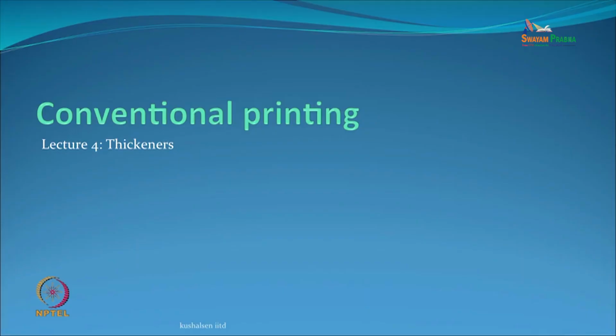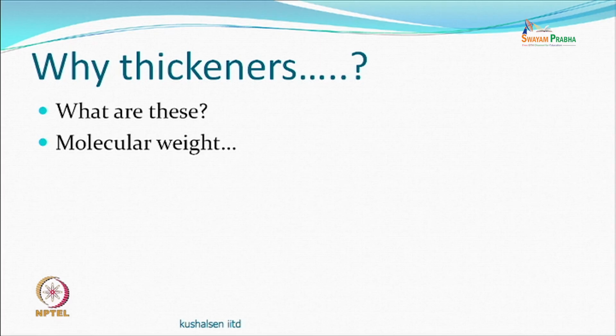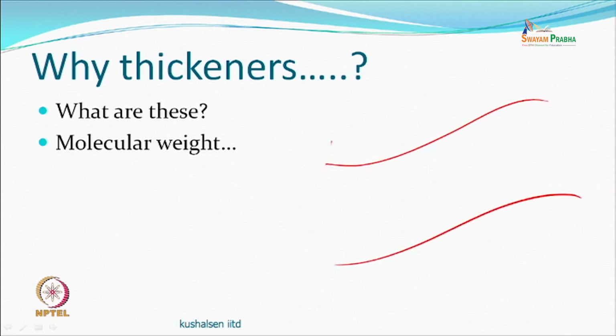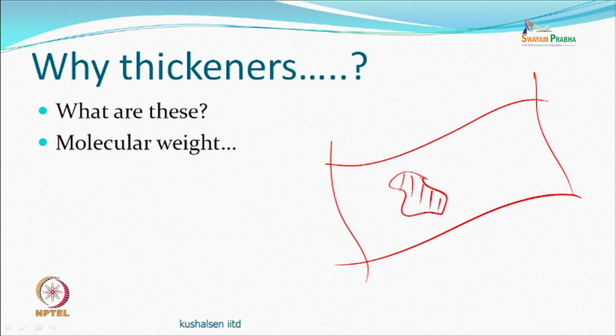So, we will spend some time today on thickeners, which you are familiar with. We just revise a few things which may make it more interesting. So, why thickeners? Because we believe that we are going to be working on a design, and so we have a constraint, and the constraint is that the color should not spread out of a certain area.